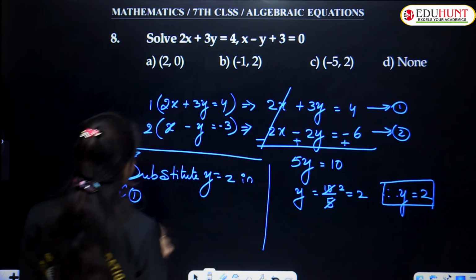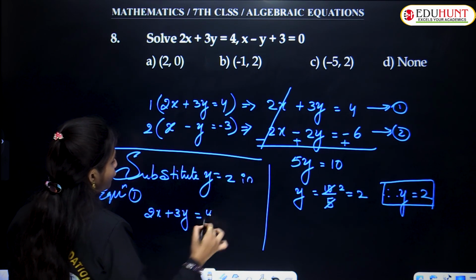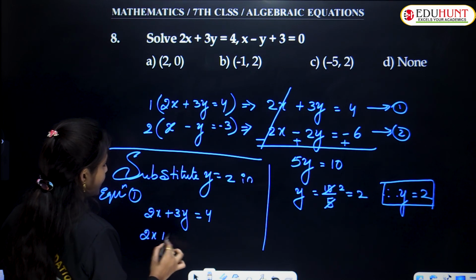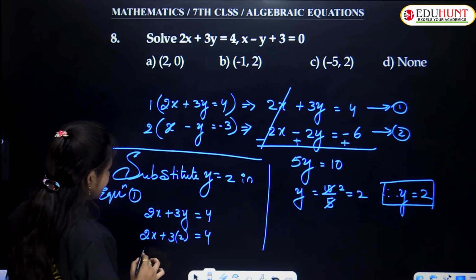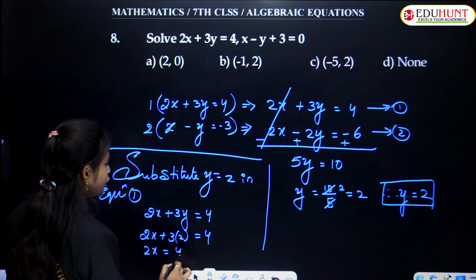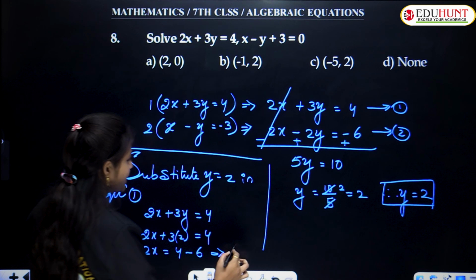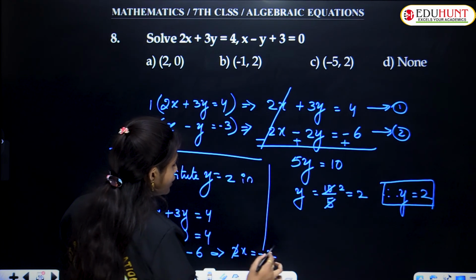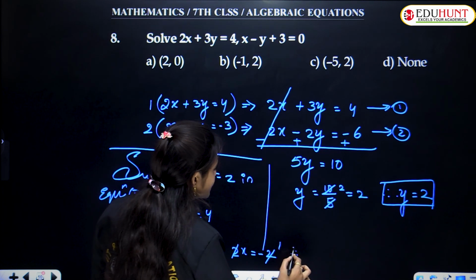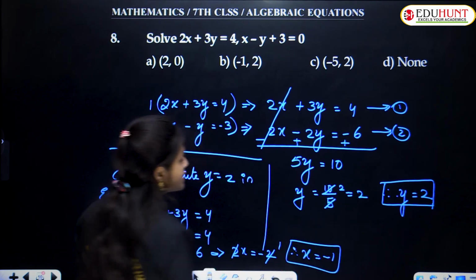So what is that equation number 1 here? 2x plus 3y is equal to 4. So 2x plus 3 into y is equal to 2, which is equals to 4. So 2x is equal to 4 minus 3 2 is 6. So from this one, 2x is equal to 4 minus 6 is equal to minus 2. So x is equal to minus 1. Therefore, x is equal to minus 1.